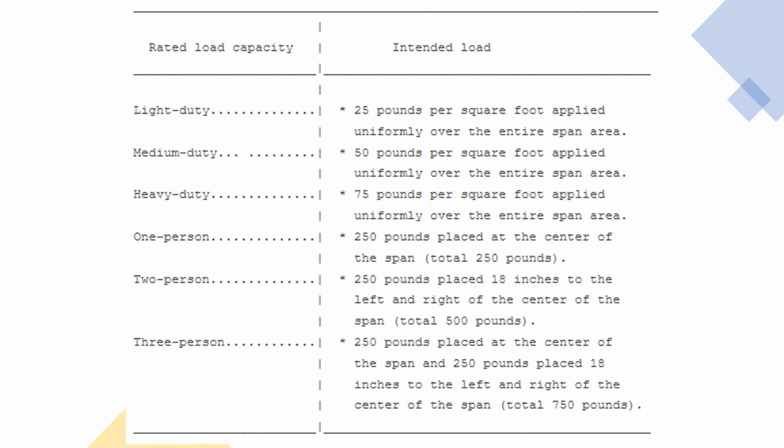Note: platform units used to make scaffold platforms intended for light-duty use shall be capable of supporting at least 25 pounds per square foot applied uniformly over the entire unit span area, or a 250-pound point load placed on the unit at the center of the span, whichever load produces the greater shear force.